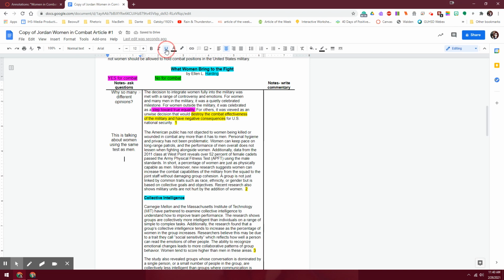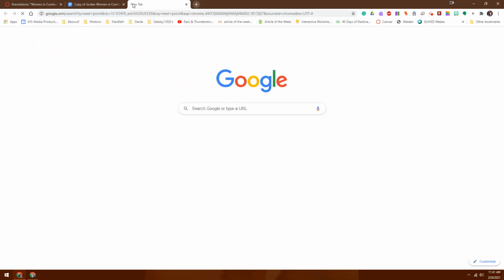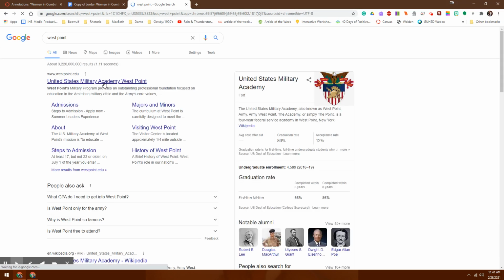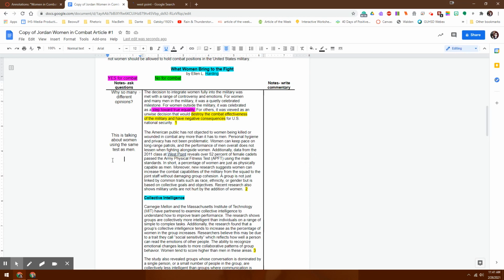Then I'm going to go through and look: are there words that I don't understand? And I'm going to underline those. So I'm going to underline West Point because West Point, I know it's a school, but I don't really know what it is. So then I'm going to come over here, and the good news about this is we can just do a Google search for definitions. So it's a military academy. So here I'm going to define West Point is a military academy.